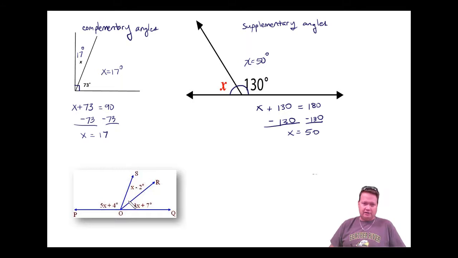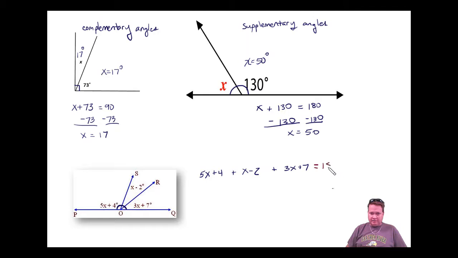Now let's come down here to an algebra problem, and you can see that we have three angles here, and I don't even know any of their degrees, but I have expressions. One of them is 5x plus 4. One of them is x minus 2. And the other one is 3x plus 7. Now together, all three of those angles make a straight line, and that straight line is 180 degrees.